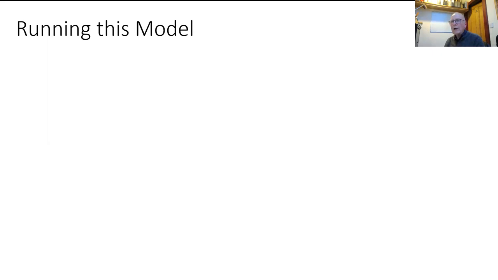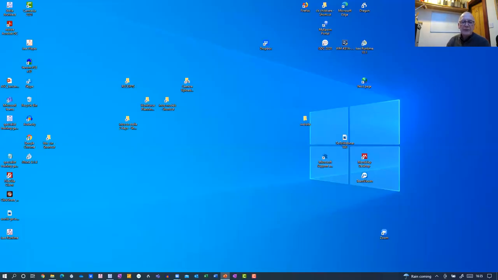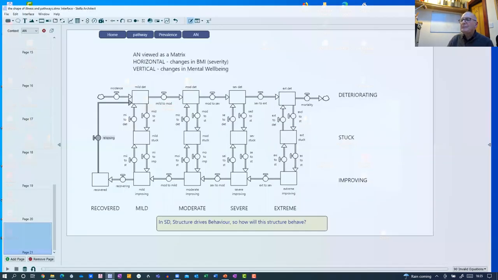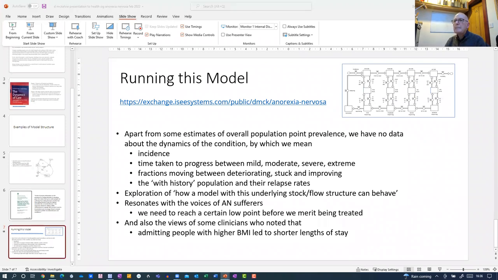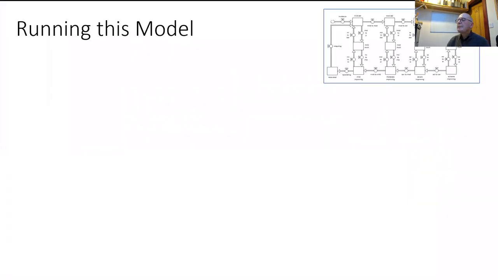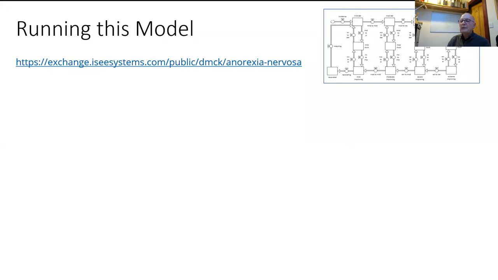So what I've done is I've basically built a concept model of that structure, but I obviously don't have the data. I should go back to PowerPoint actually. So basically I'm going to show you a model very soon. And if you look at that URL there, you can see it's on the IC Exchange, so you can actually play with it.